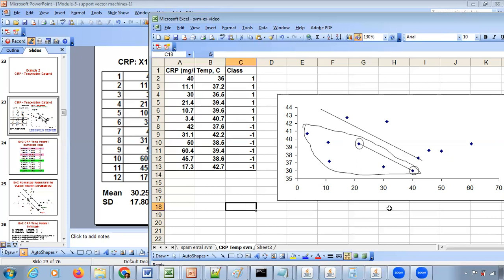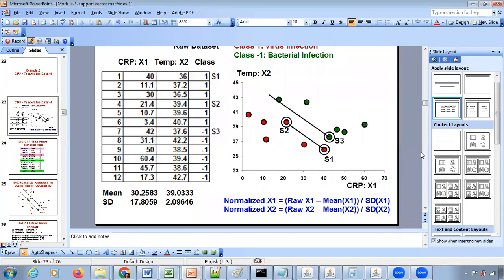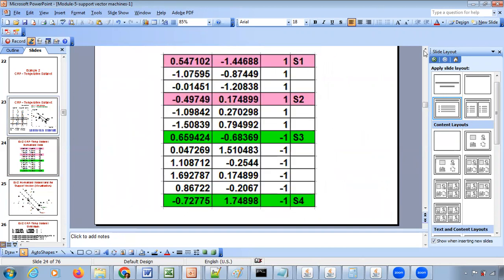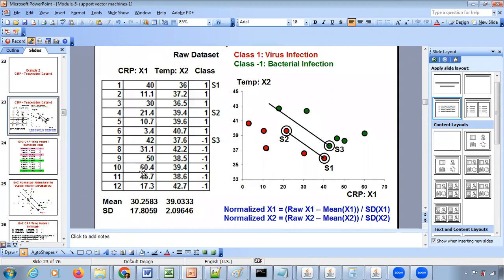Okay. So that's what I'm showing here in this slide, the visualization of the raw data set. According to our convention, class 1 will be modeled as red data points. So we model the virus data points as red. And then the green data points are for the bacteria, and it's -1. And so we'll have S1 and S2 from the virus class as support vectors, and S3 is from the bacteria class.